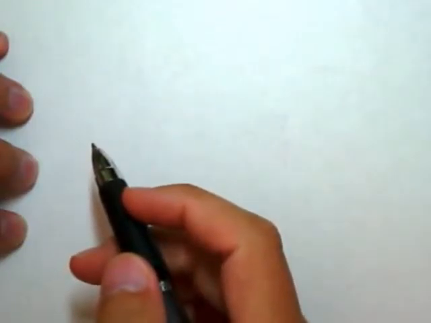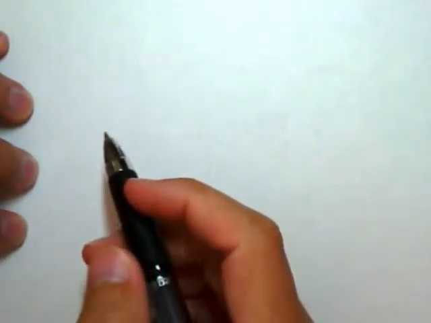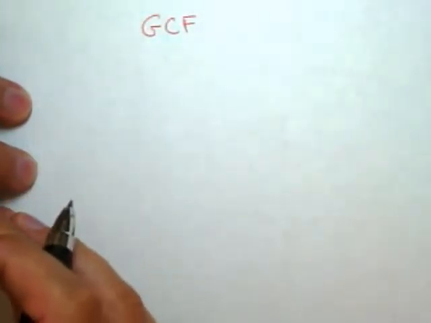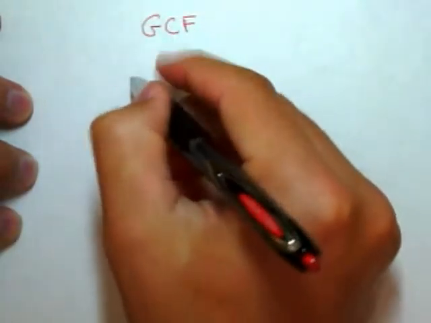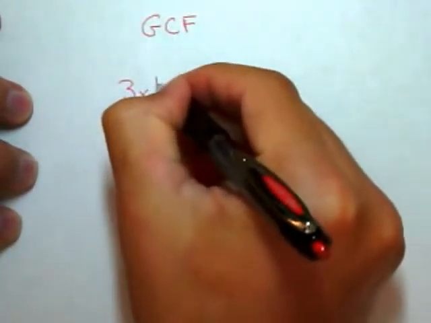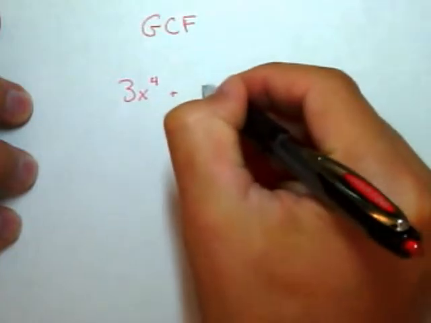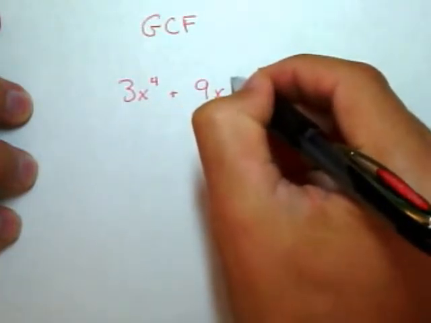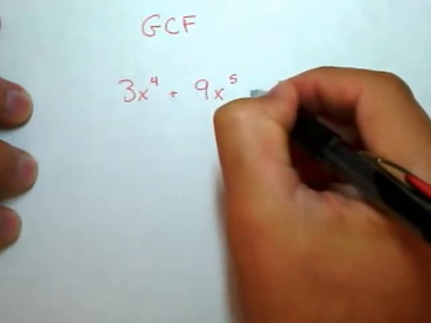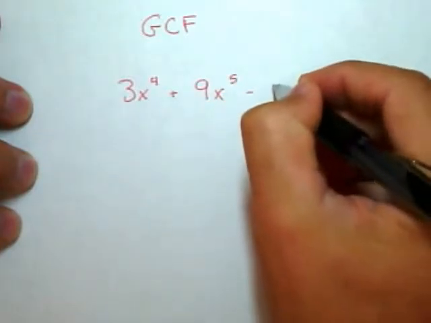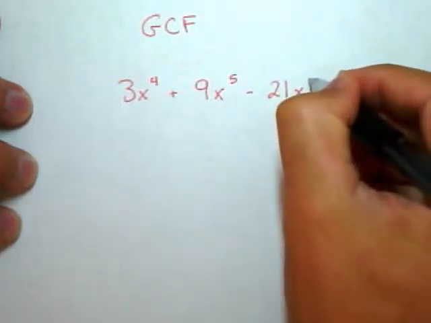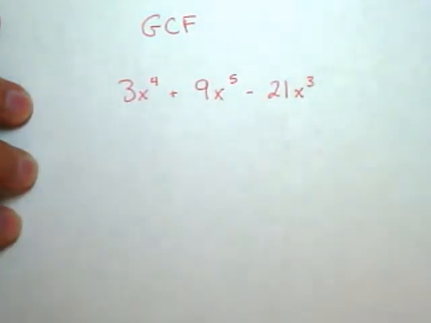Alright, now, after you watch the GCF intro, now we're going to just get into GCF, greatest common factor, when it comes to what we're going to look at in the class. So let's say we have an equation that says 3x to the fourth plus 9x to the fifth minus, let's go with 21x to the third.